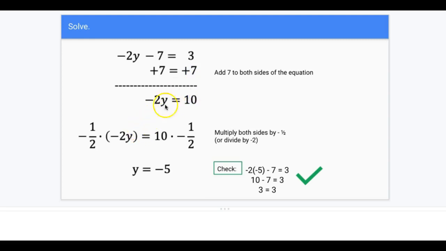I like to just say simply, this is multiplying by y, so I simply say we're going to divide by 2 to cancel out, or you can multiply that by 1/2. It's the same thing. In any case, that multiplying by a -1/2 cancels out that -2, and you're left with over here 10 times a -1/2, and the answer is -5.